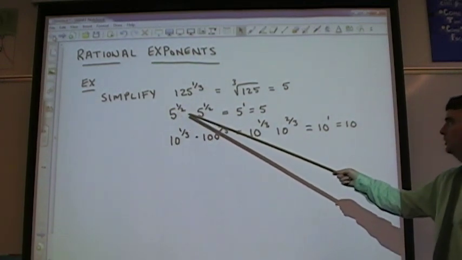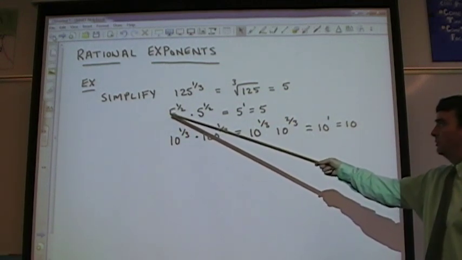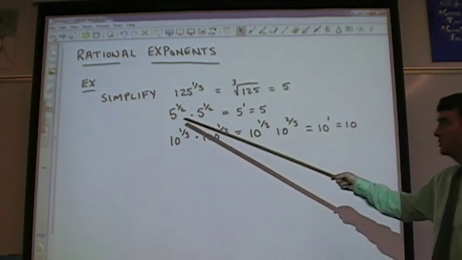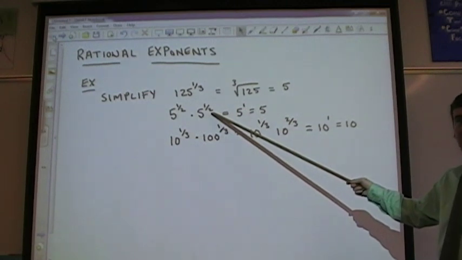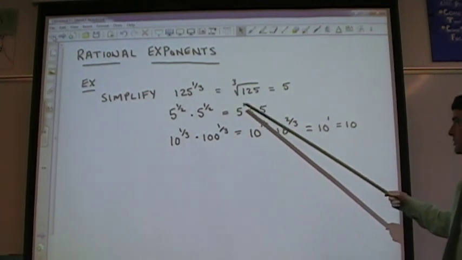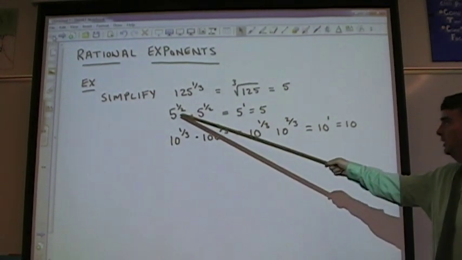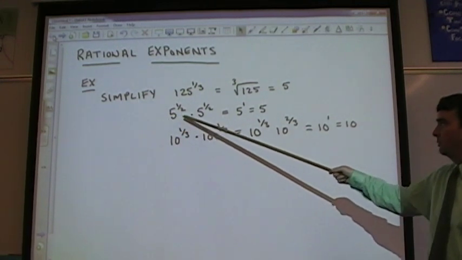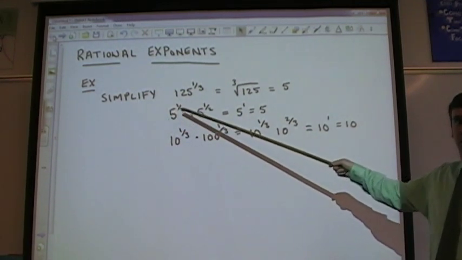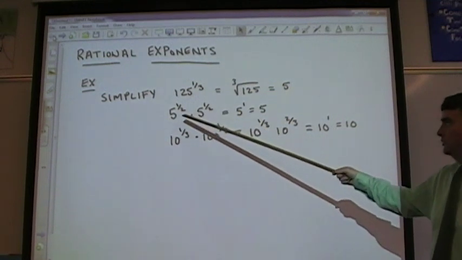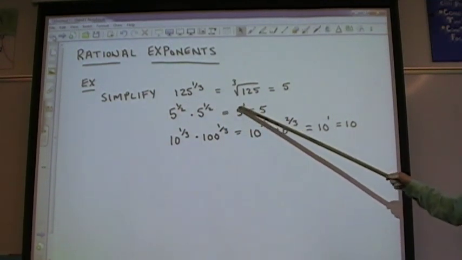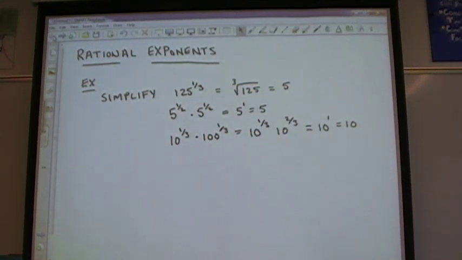There are a couple ways you could do this one. You could change both of these to square roots: square root of 5 times square root of 5. Anytime you multiply a square root by itself, it's just 5. Or, if you're multiplying two numbers with the same base, what do you do to their exponents? Add them. So what's 1/2 plus 1/2? 1. So this becomes 5 to the 1, which is 5. You can do it either way.